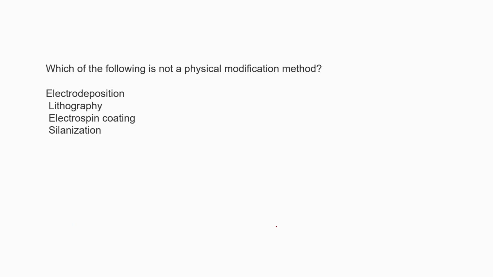Okay, now here is the next question. Which of the following is not a physical modification method? And the options are electrodeposition, lithography, electrospin coating, or silanization. Which of the following is not a physical modification method? We had talked about three different modifications: physical, chemical, and biological.